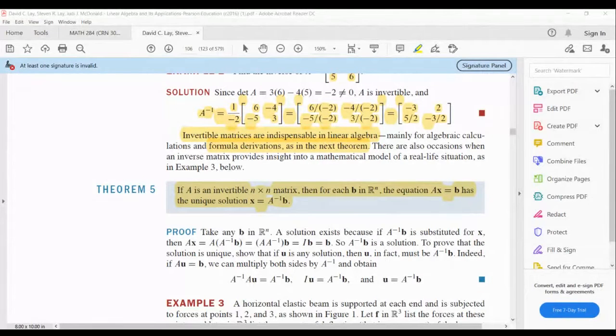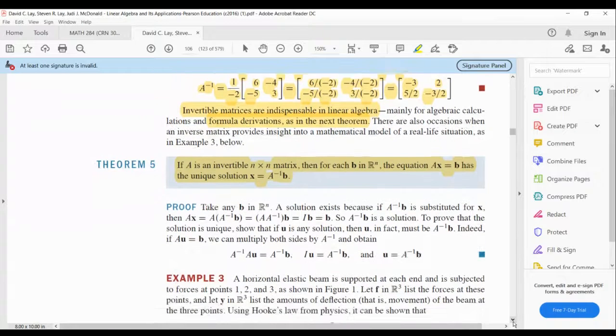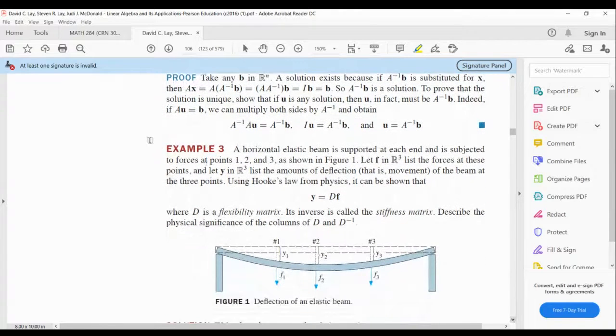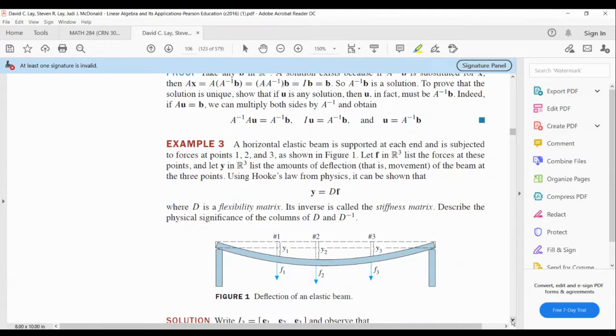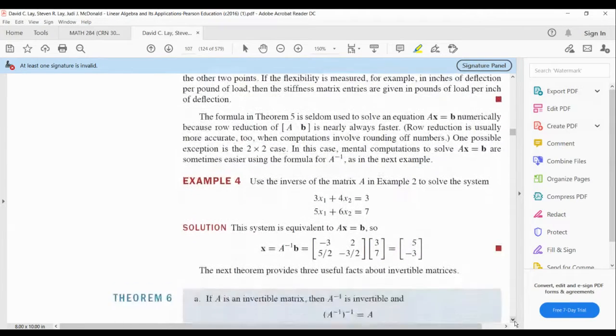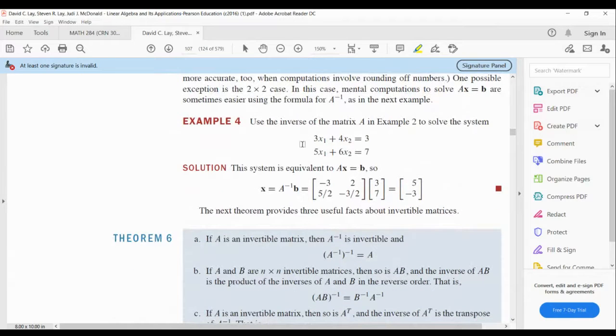So they give an example about how an inverse can be used to study a horizontal elastic beam. If D is what's called a flexibility matrix, its inverse is a stiffness matrix. I'll let you look at example 3, okay? But that's an engineering application, where the beam has deflection.